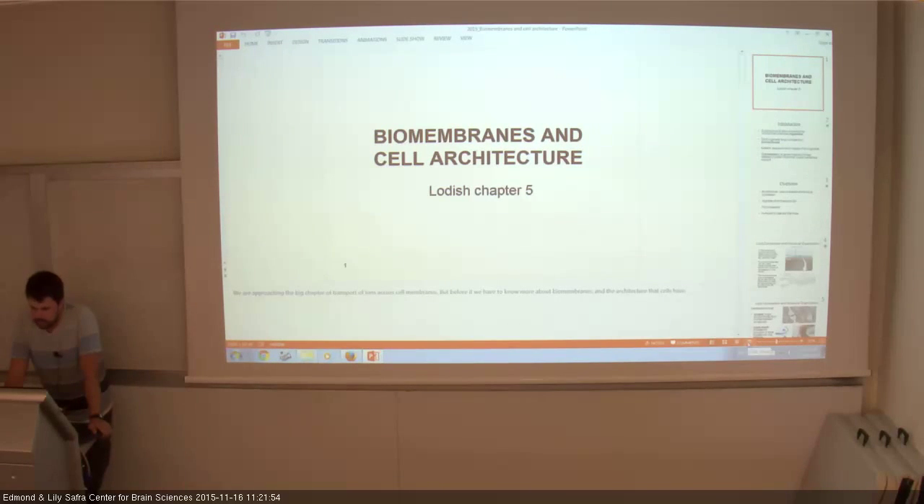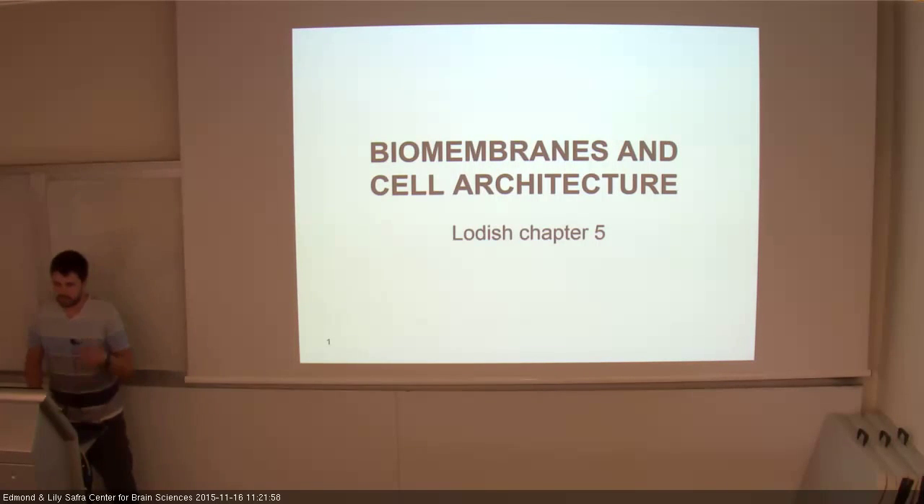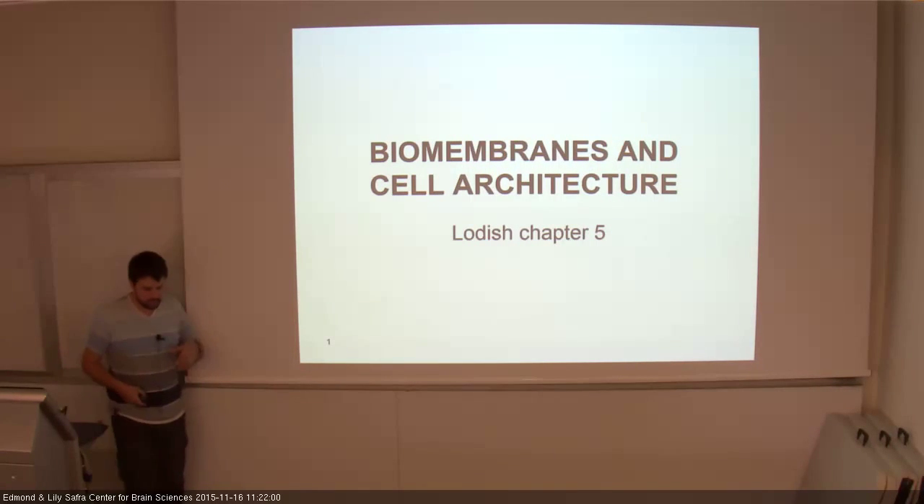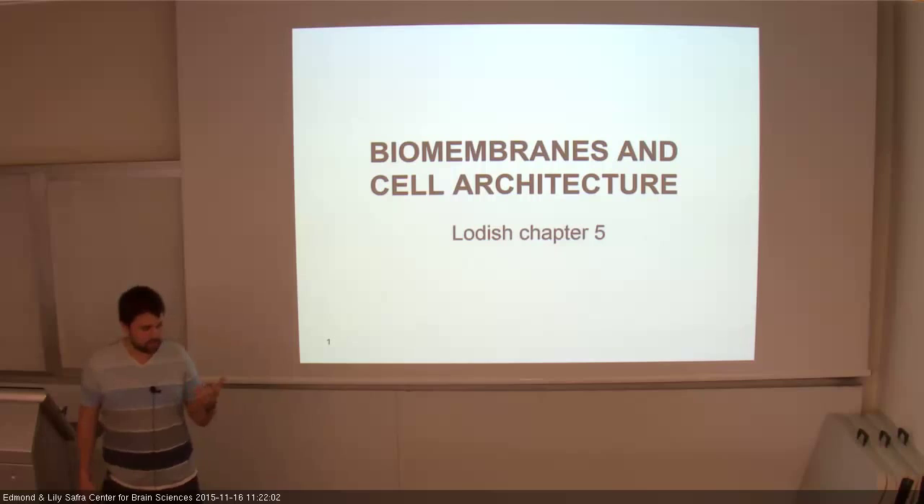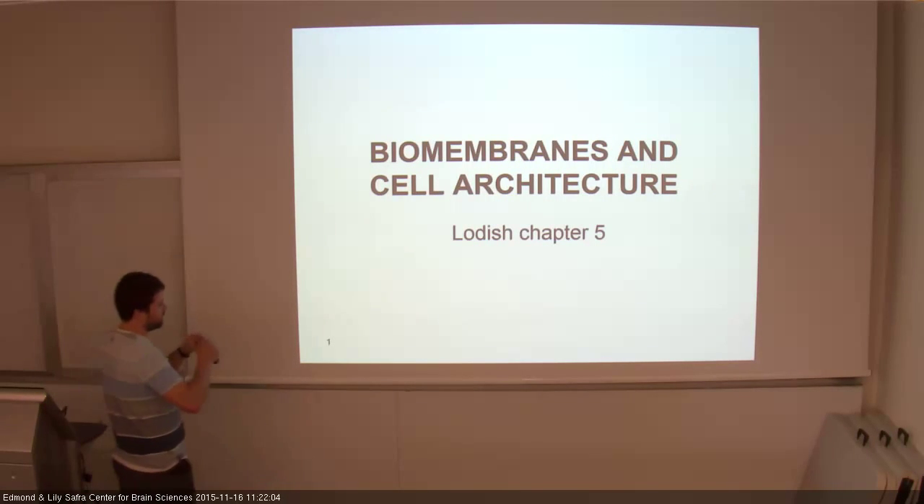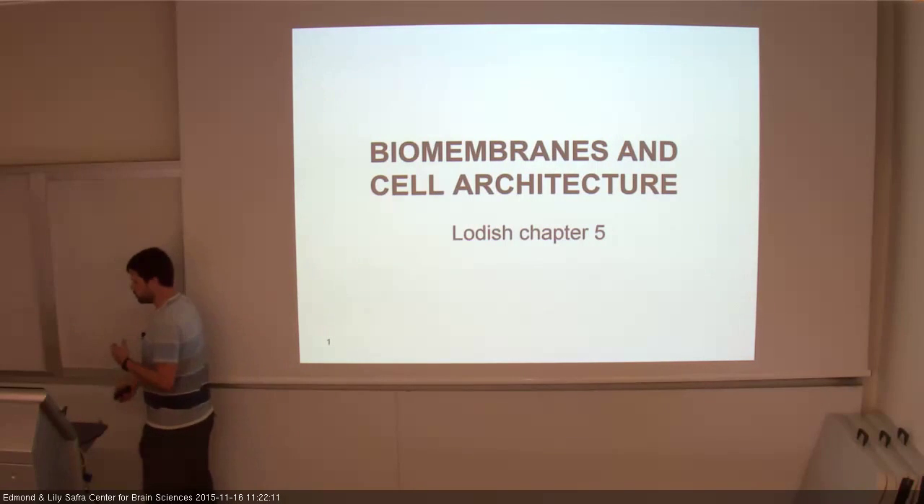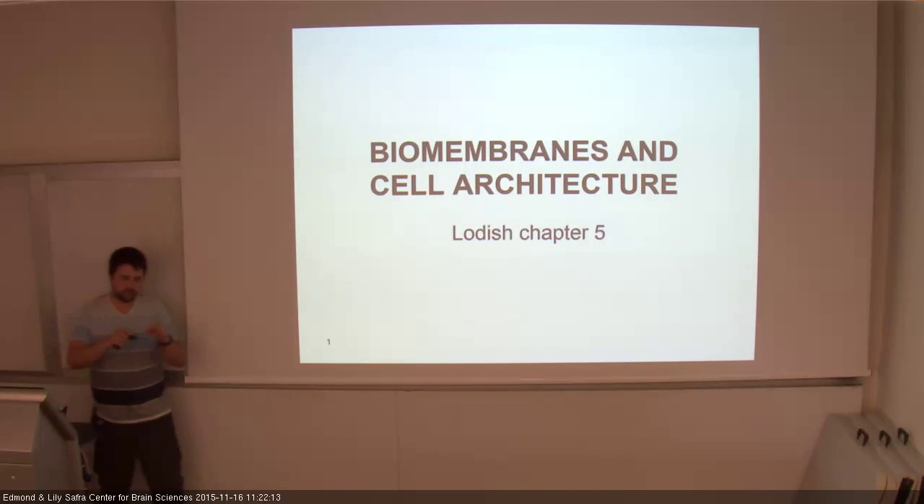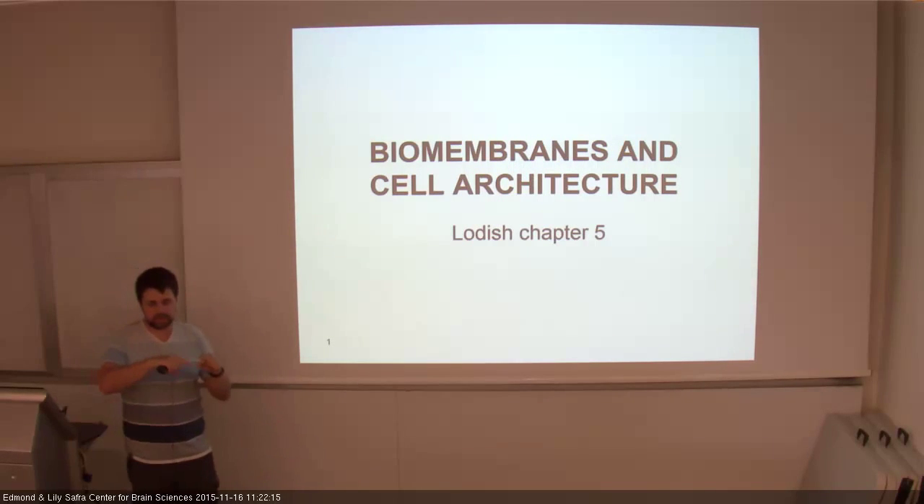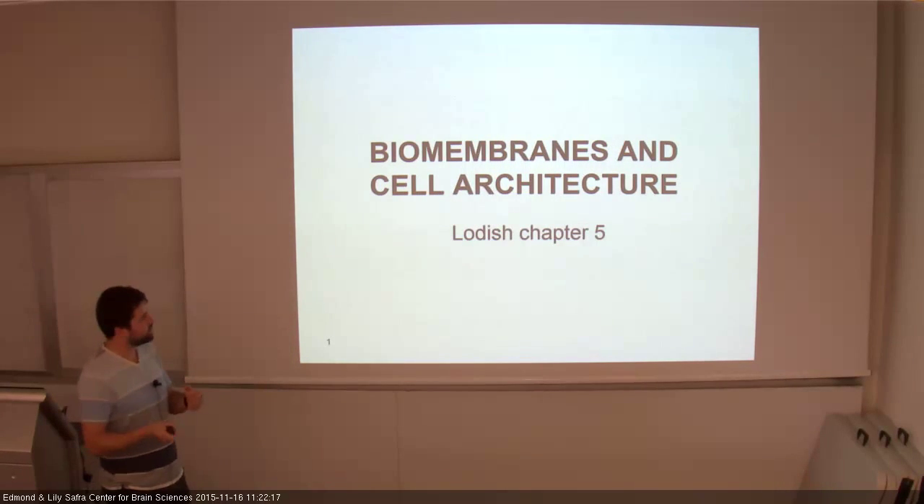So, specifically in neurons, when we talk about biomembrane and cell architecture, this chapter will mainly discuss the bilayer or the cell membrane, which is the border or the defining outline of the cell and what separates the cell from its environment.